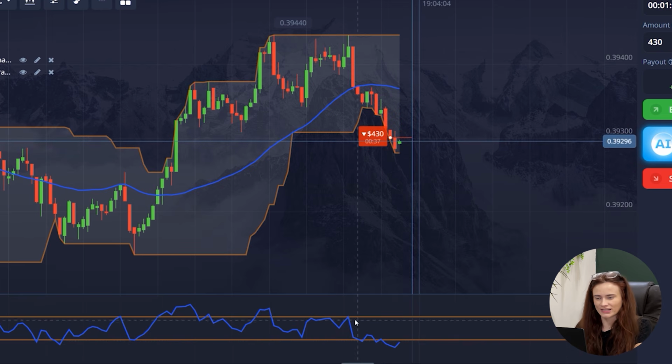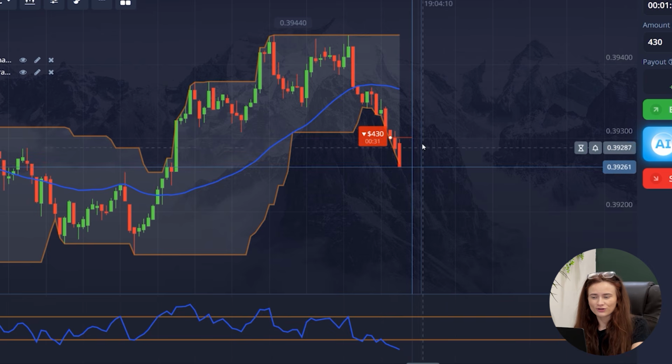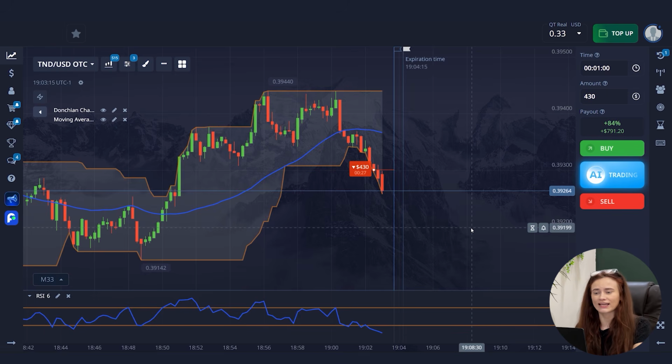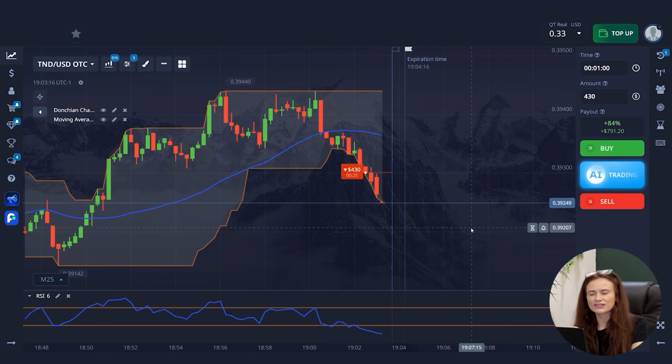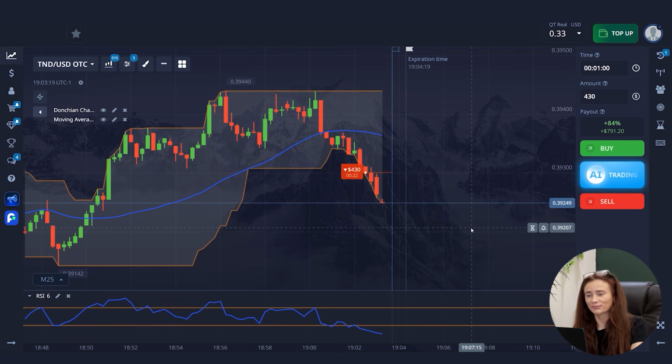The RSI indicator also gave a signal. The indicator line crosses level 30 and is below it. While working with a strategy, it's important to open trades when all three indicators have given a signal and indicate the same trend. If at least one of the indicators contradicts the others, then you cannot open a trade.